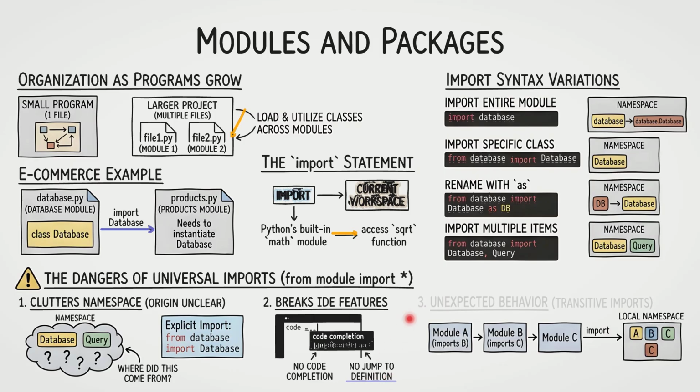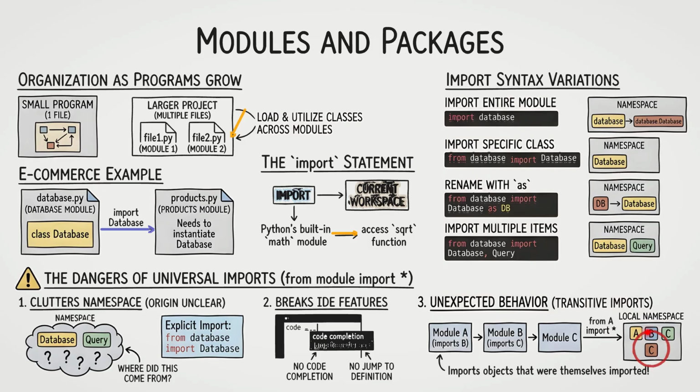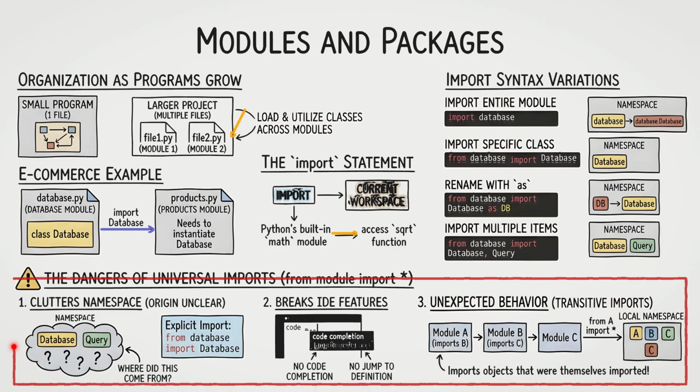Finally, this syntax leads to unexpected behavior through transitive imports. If module A imports from module B, a star import might accidentally bring in objects that were themselves imported into B, severely polluting your local namespace. The key takeaway is to always use explicit imports to keep your codebase clean, traceable, and predictable. As your project expands beyond single files, we will next explore how to group these modules into nested hierarchies called packages.